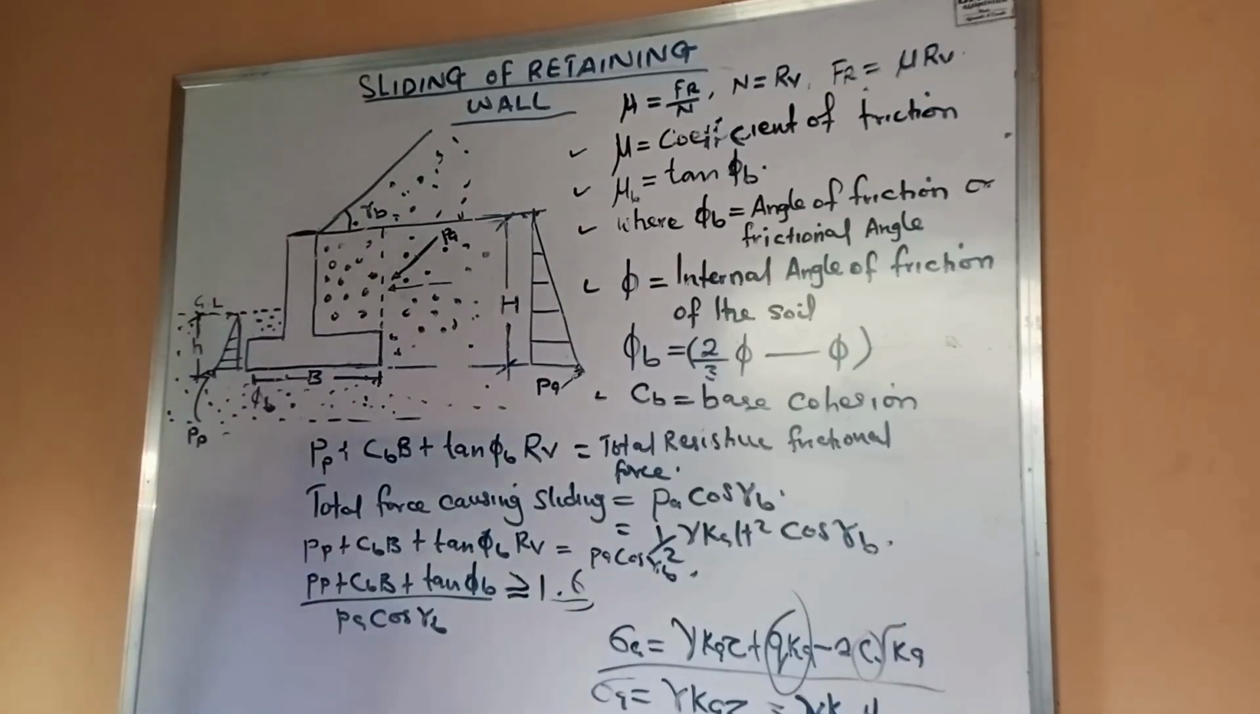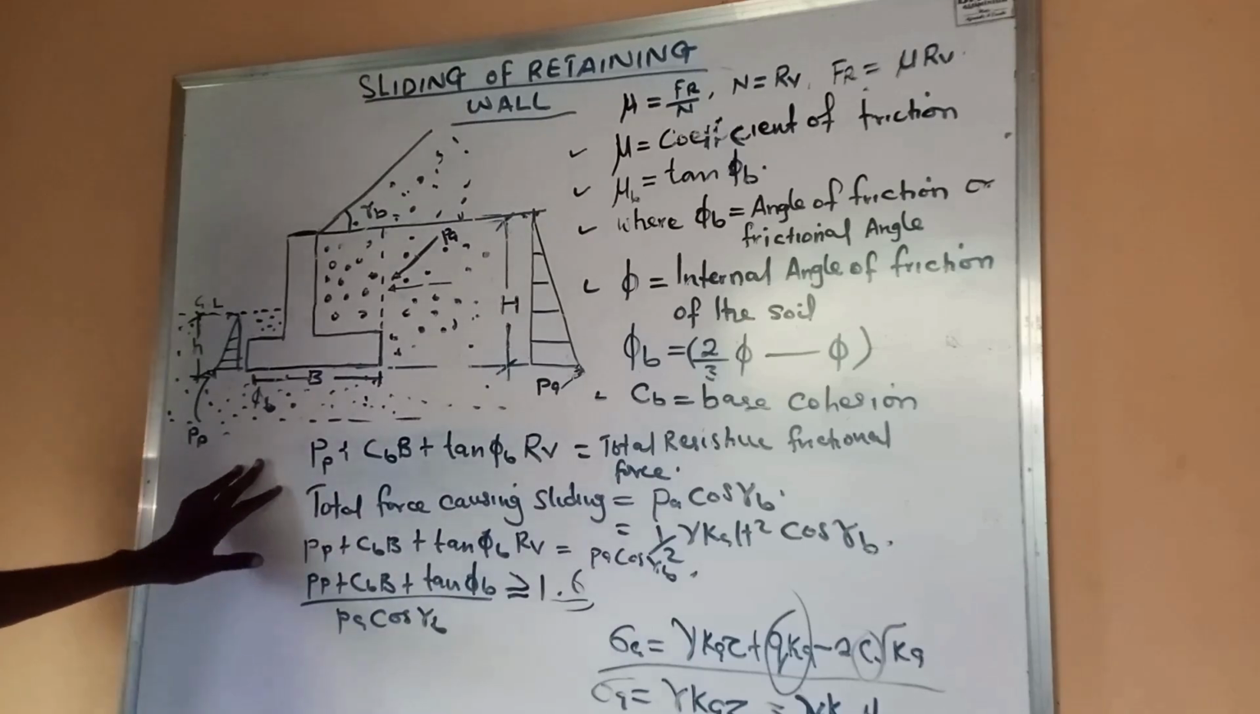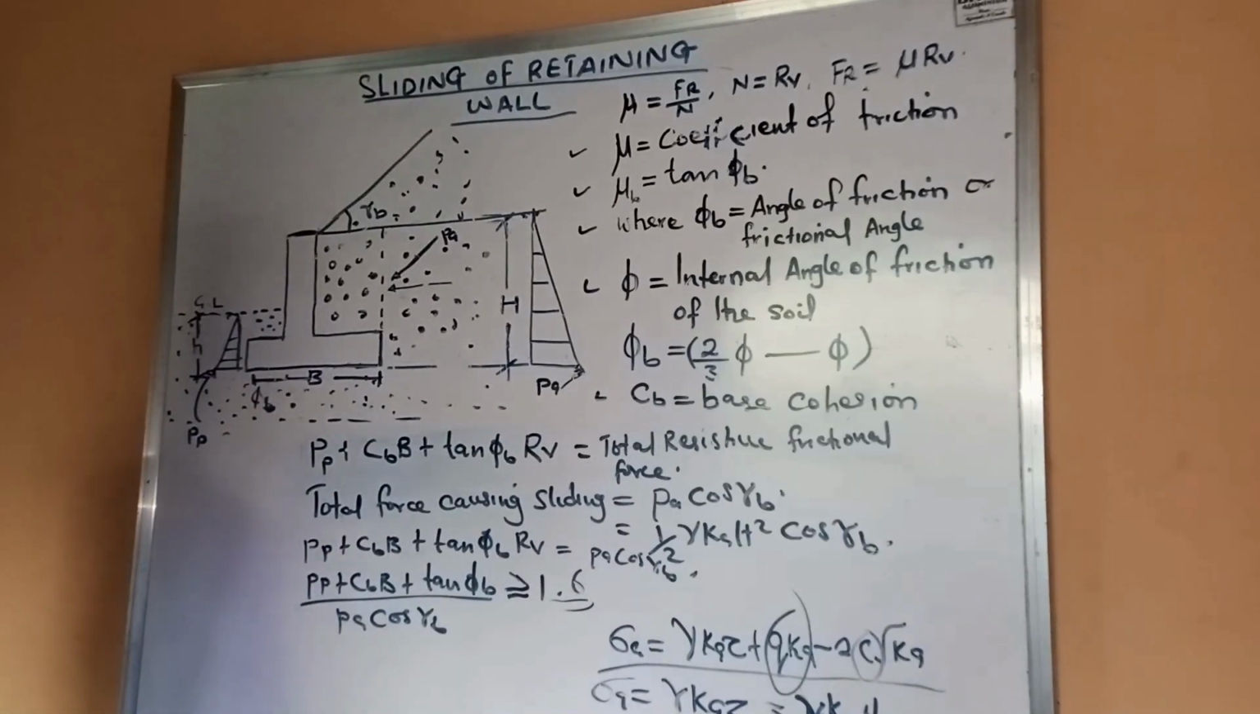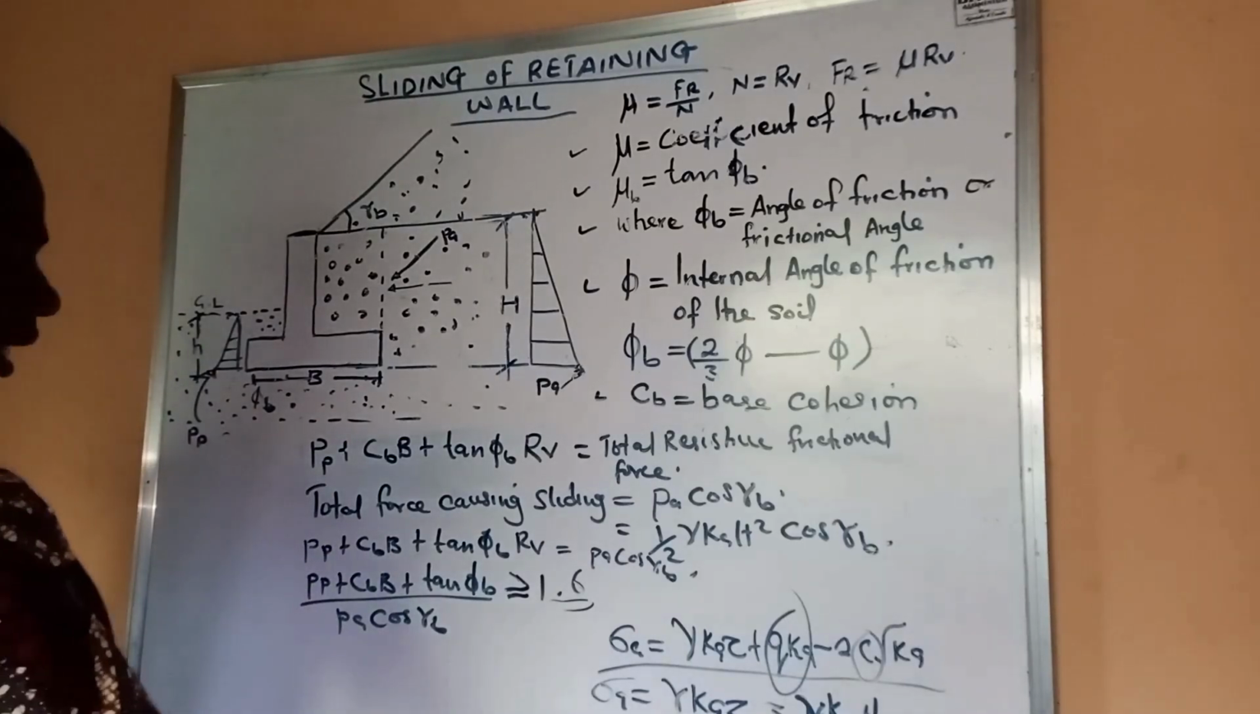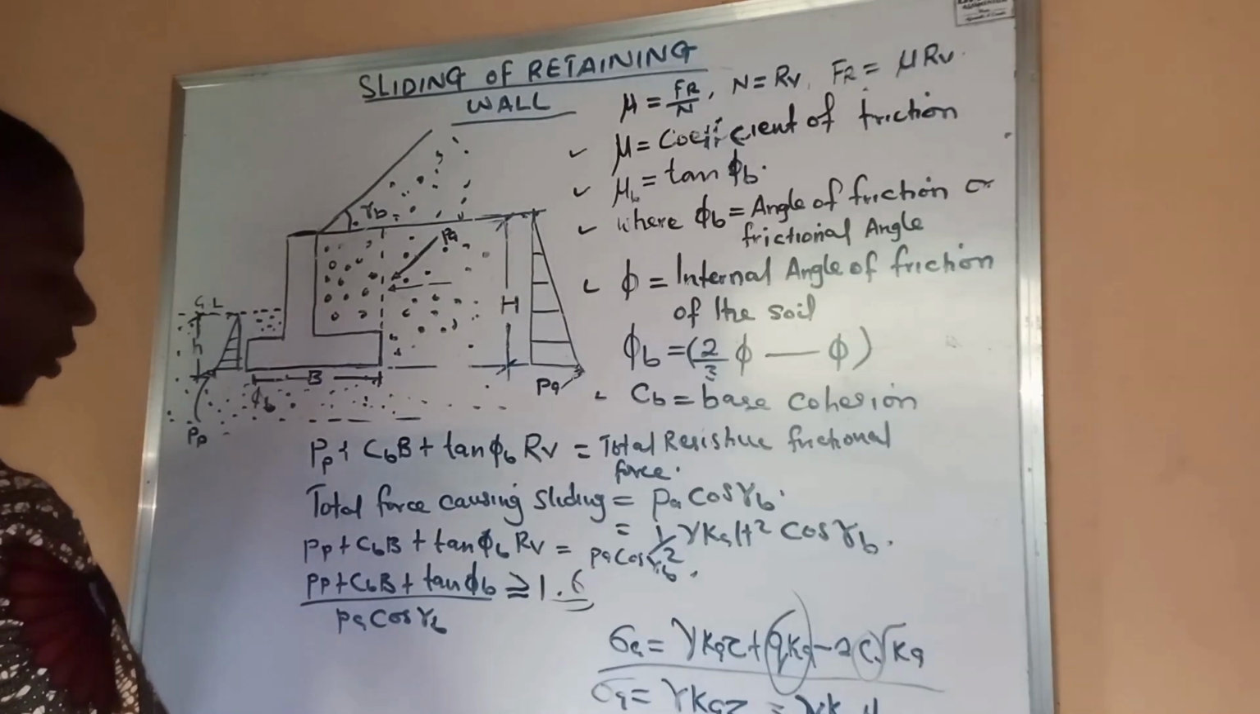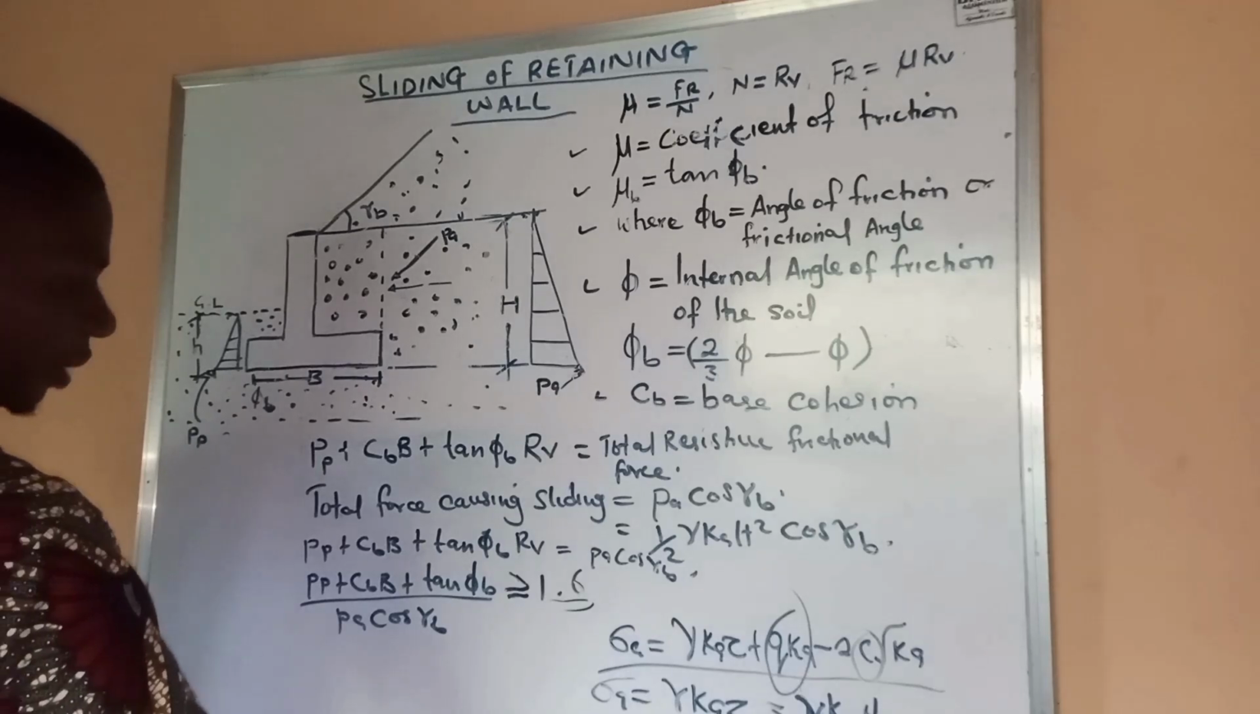Okay, so next we are going to look at the forces that are participating. Now let's talk about the forces that are participating. Now we'll start with the passive force. The passive force, of course, we know that the stress at the passive zone, let's call it the passive stress, becomes gamma.